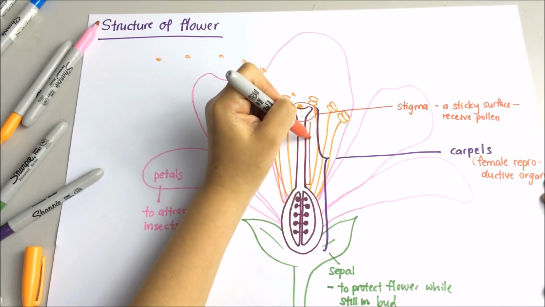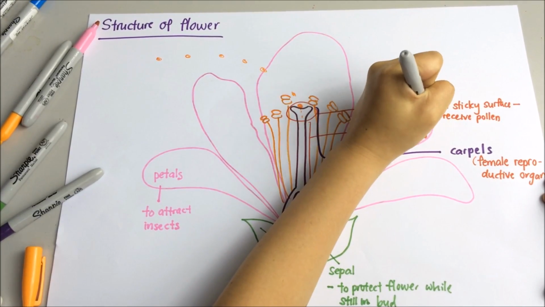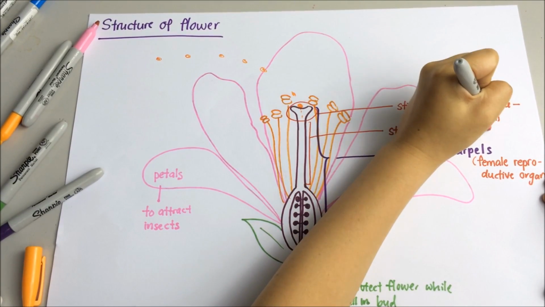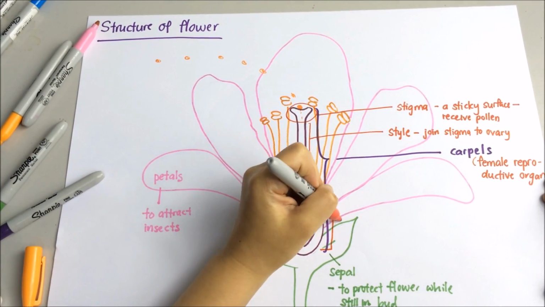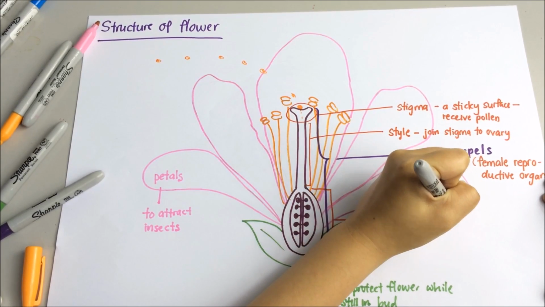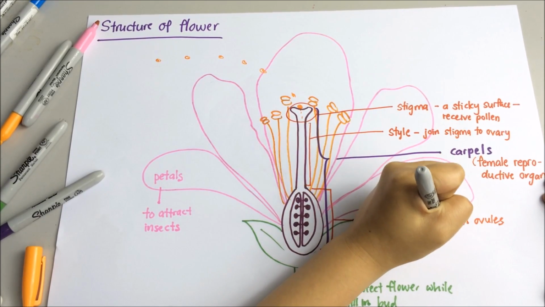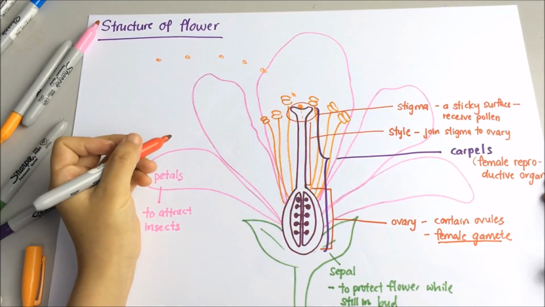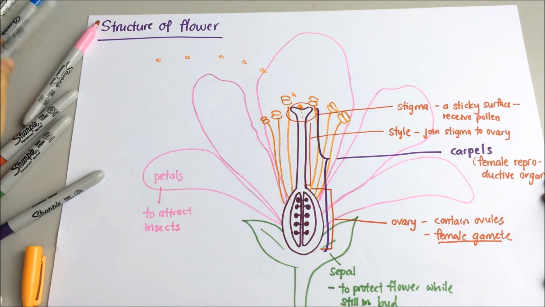The second part is known as style. Style joins the stigma to the ovary. Stigma is where the pollen tube will grow after pollination. The third part is known as ovary. Ovary contains one or more ovules. This is where the female gamete will develop. So remember, carpel consists of three parts: the stigma, style, and ovary.